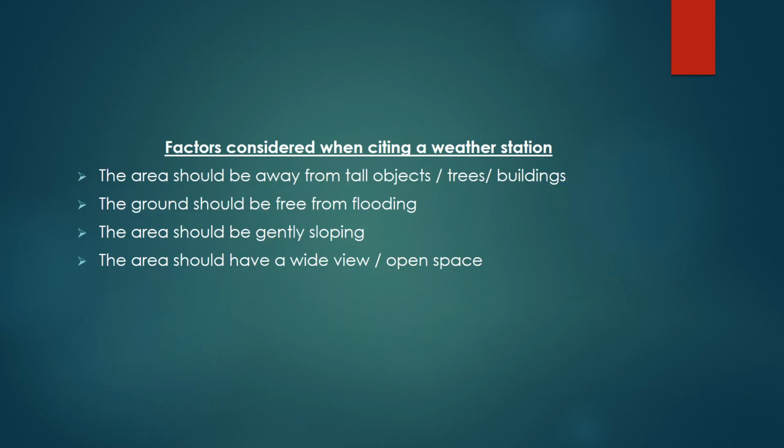So here we're going to look at the factors considered when siting a weather station. Number one, the area should be away from tall buildings, objects, or trees. Number two, the ground should be free from flooding. Number three, the area should be gently sloping. Number four, the area should have a wide view or an open space.